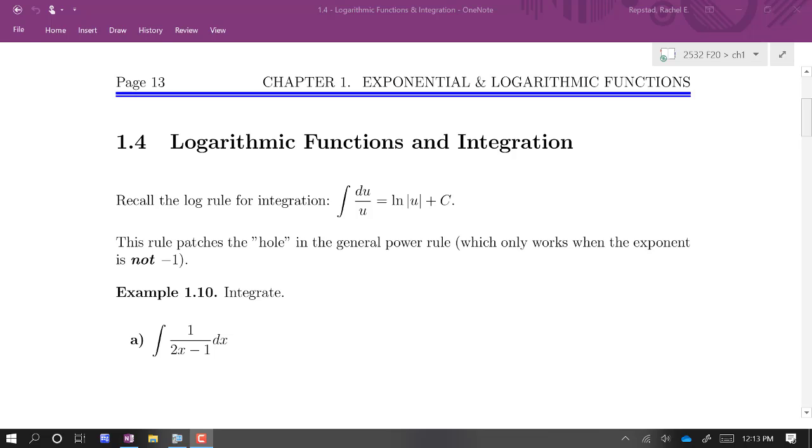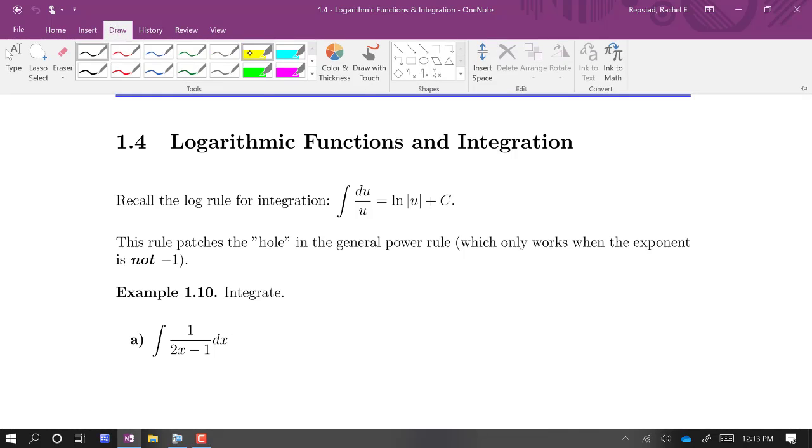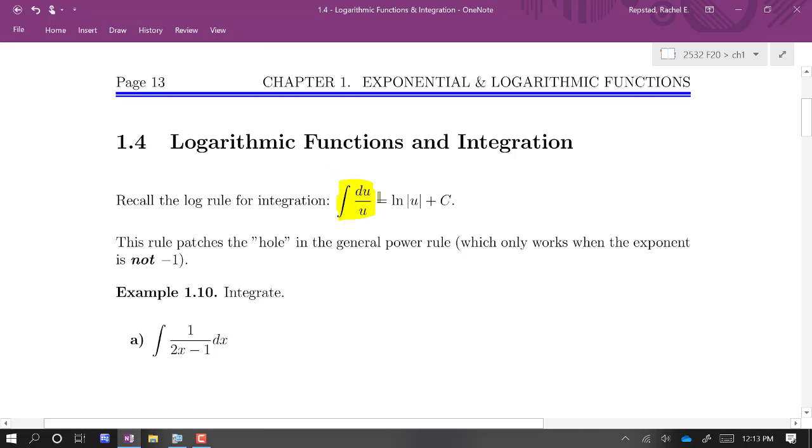All right, in this section we're going to learn about, or relearn about, the basic logarithmic form for integration. This is one that we've learned about in our first calculus course, and it basically goes like this. The integral of du over u is equal to ln of absolute u plus a constant. The way I think about this is that if I'm integrating a function and it has the form of a fraction where what's on top is the derivative of what's on the bottom, that is the logarithmic form, and its integral is the natural log of the absolute value of u.